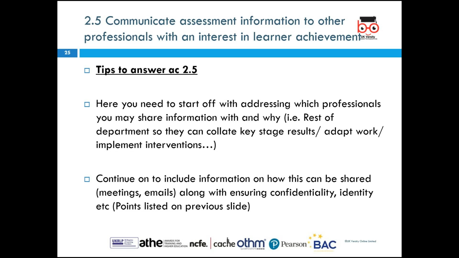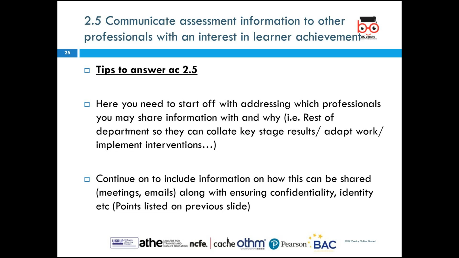Brilliant. So for answering 2.5, you just need to start off with addressing which professionals you share information with. So who is it? Who are you talking to? So just talk about senior leadership, administration staff. You might have truancy staff, officers that come in. You might have other professionals like special physiotherapists, behavior management, teachers, teaching assistants, learning support assistants. Even sometimes during lunchtime, you might need to share information with the lunch staff as well.